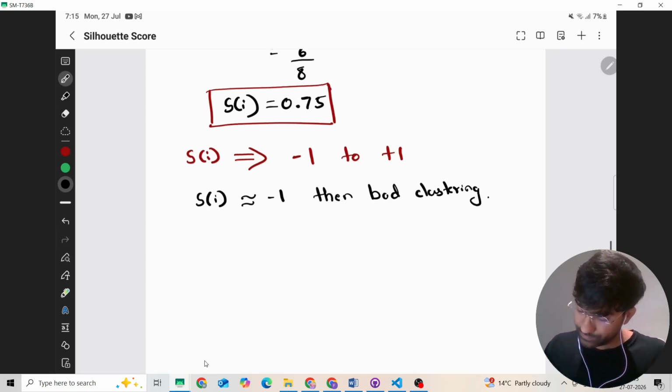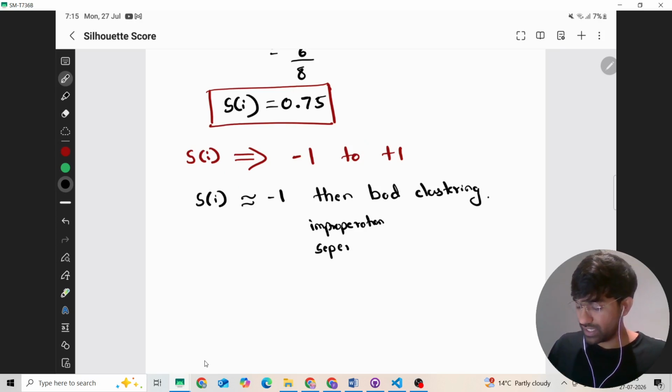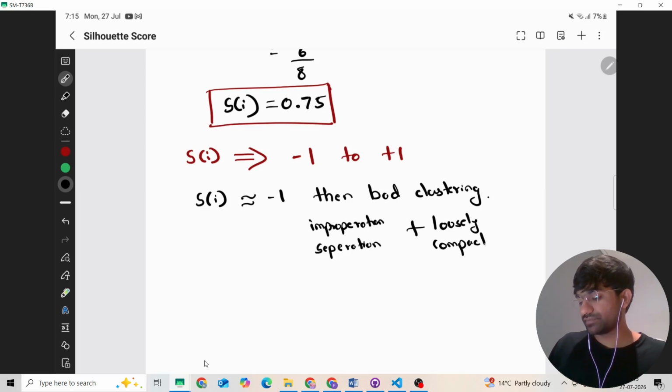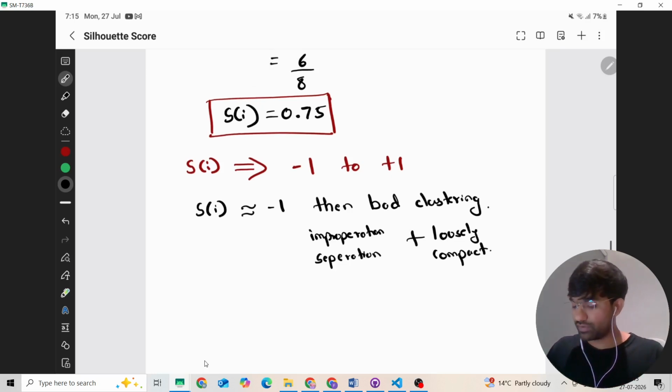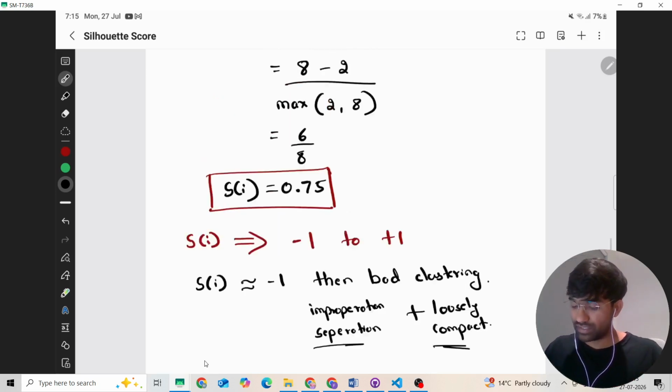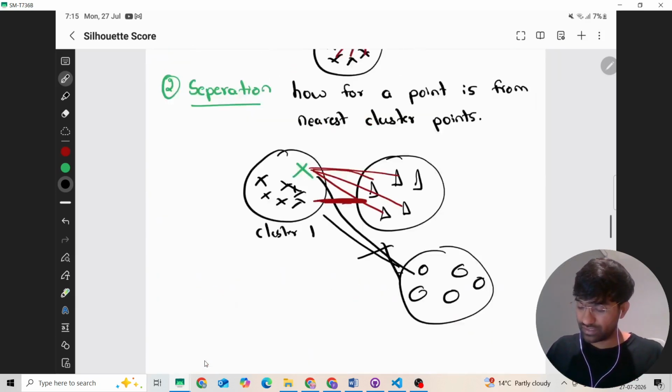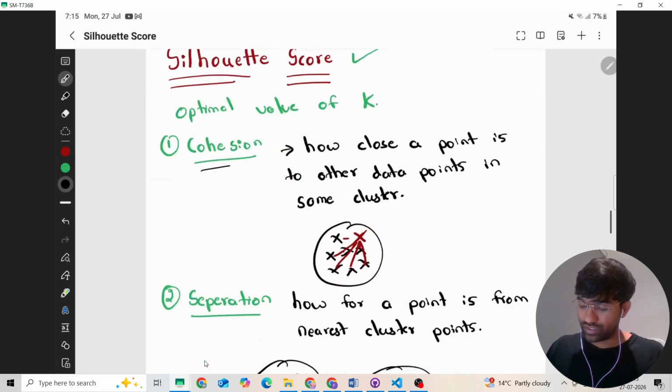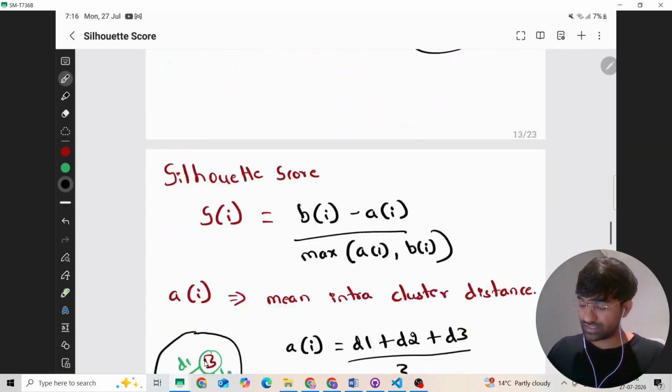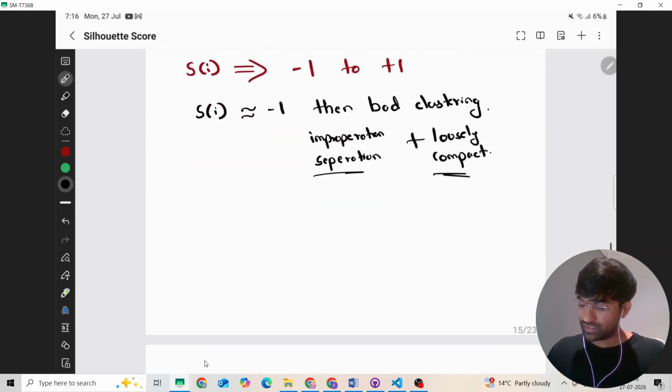That means improper separation and loosely compact. Data is not highly compact. See, why have I written improper separation and loosely compact? In the Silhouette score, we are doing cohesion and separation. You have to calculate both intra and inter distance. That's why improper separation and loosely compact if it is close to -1.